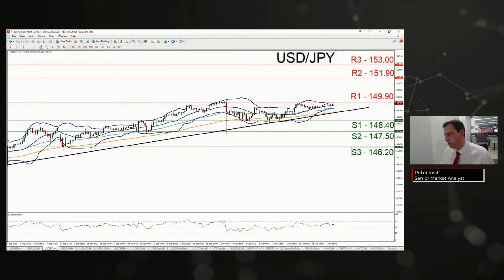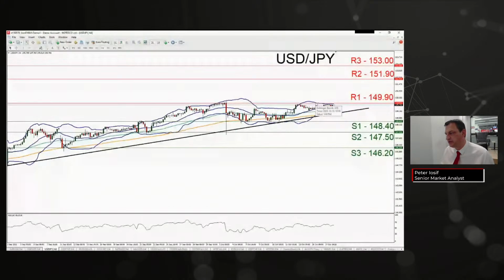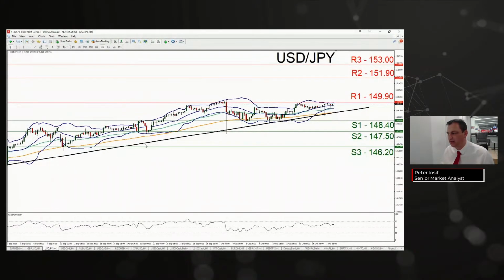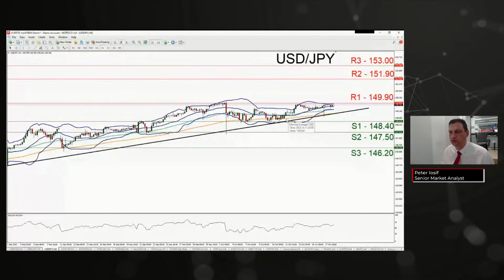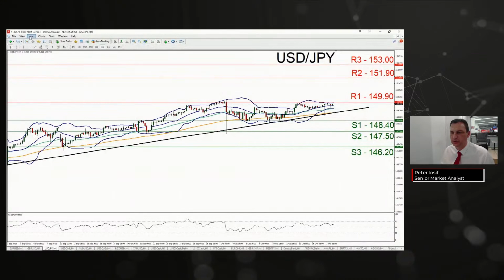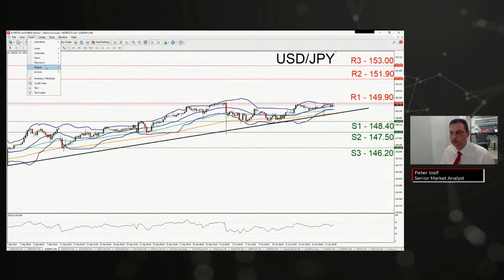Now a triangle seems to be forming as the price action seems to have hit the ceiling at the 149.90, while on the other hand, it gets an upward pressure from the upward trend line we have just shown. Let's add a triangle here.